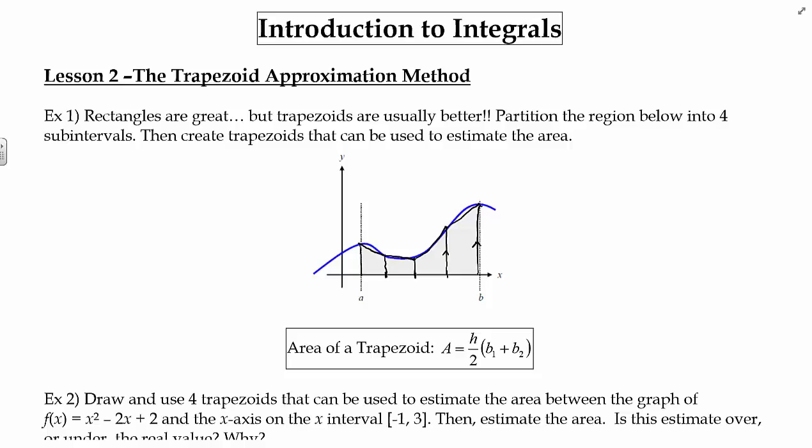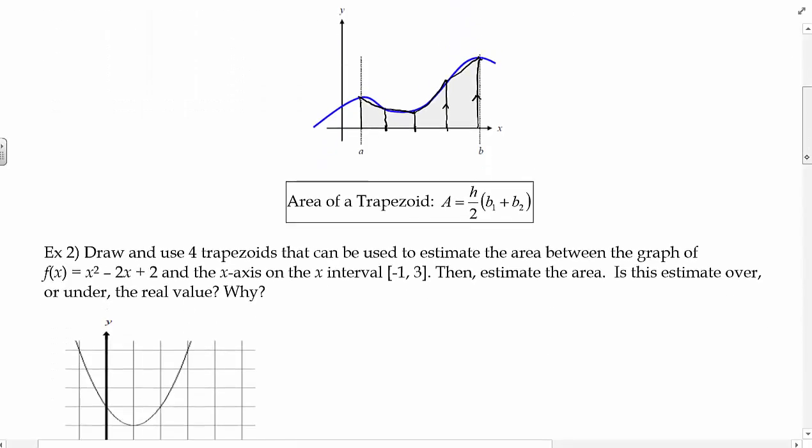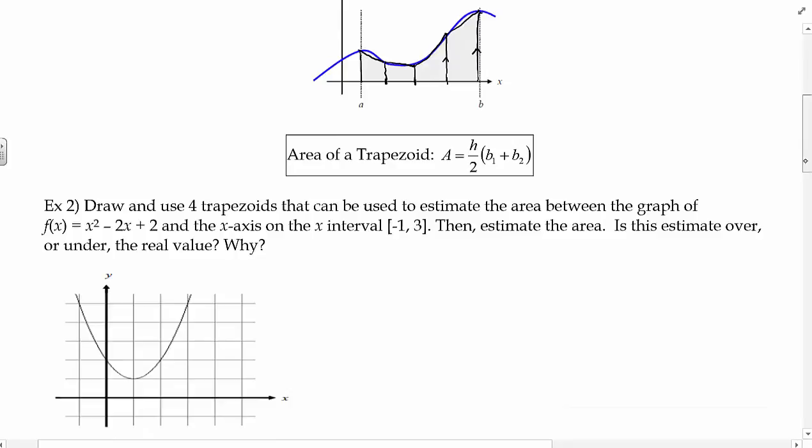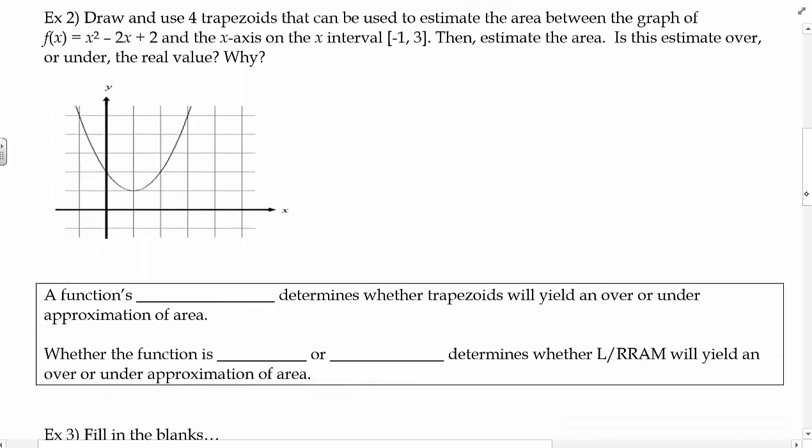All right? So one of the things you need to remember about all this is that if you have these trapezoids, the area of a trapezoid is h over 2 times (b1 plus b2). H over 2 times (b1 plus b2). And we're going to use that a whole bunch. So let's come down here and use 4 trapezoids to estimate the area between the graph of this parabola and the x-axis on the interval from -1 to 3. Then estimate the area. Is this estimate over or under the real value?